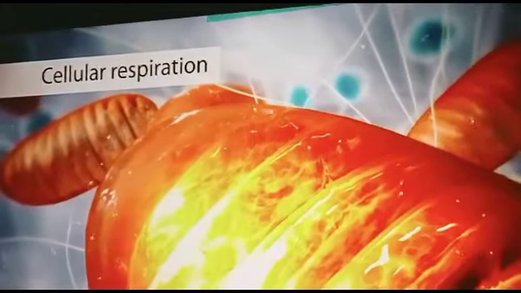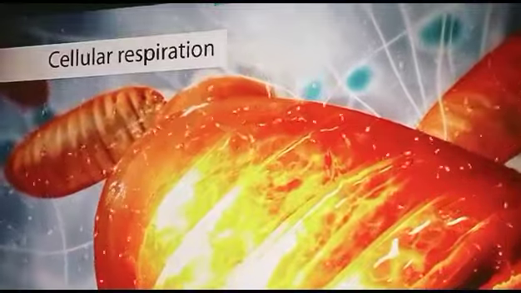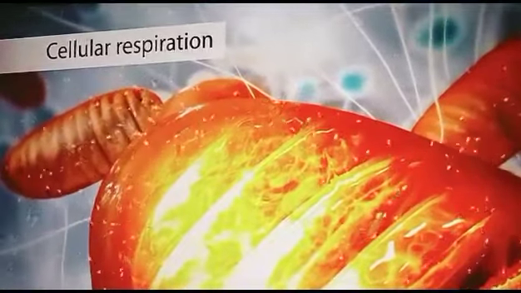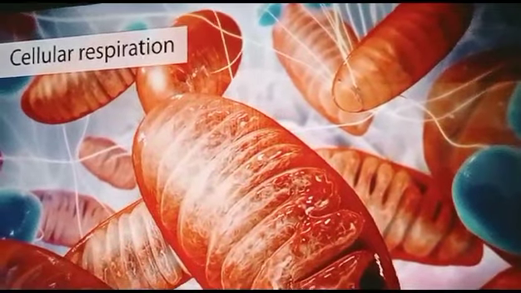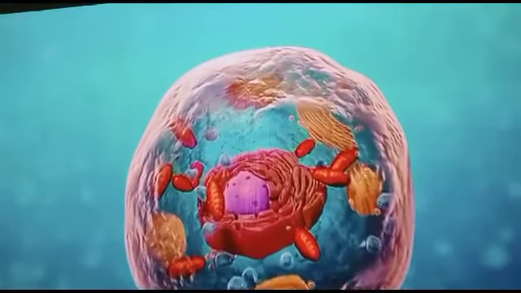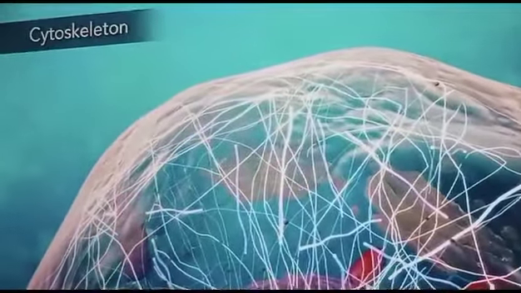During a process called cellular respiration, the mitochondria make ATP molecules that provide the energy for all of the cell's activities. Cells that need more energy have more mitochondria. Meanwhile, the cell maintains its shape through a cytoskeleton.